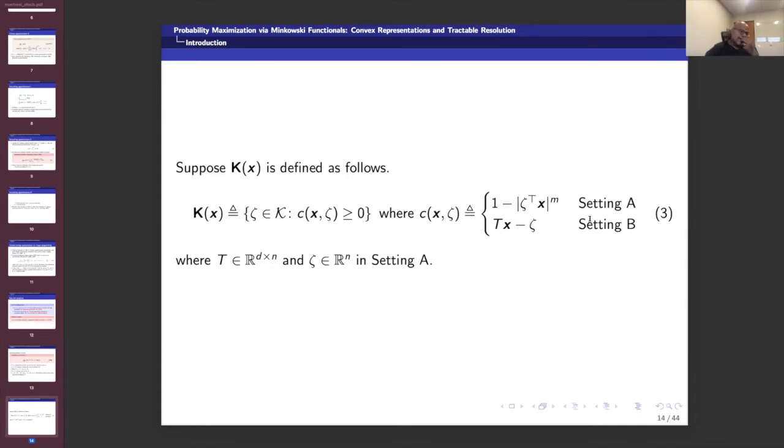You can see that, for instance, the second of these is fairly common, where you actually have an affine constraint on x. Okay, so let's start. The way we're going to proceed is to first focus on setting A, and then I'm going to spend a bit of time on setting B, but the analysis is quite similar.